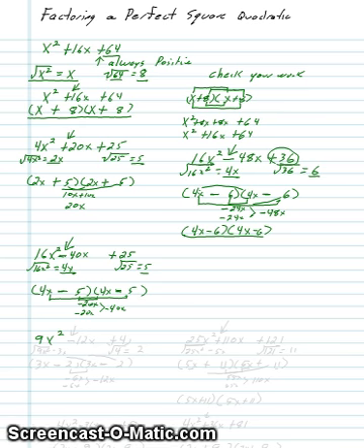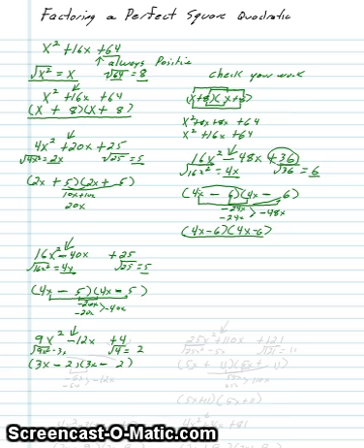9x squared minus 12x plus 4. Two parentheses. 9x squared, the square root of 9x squared is 3x. That's what goes in the first position of both of the parentheses. The square root of 4 is 2. The middle term is a negative, so both of these are negatives.